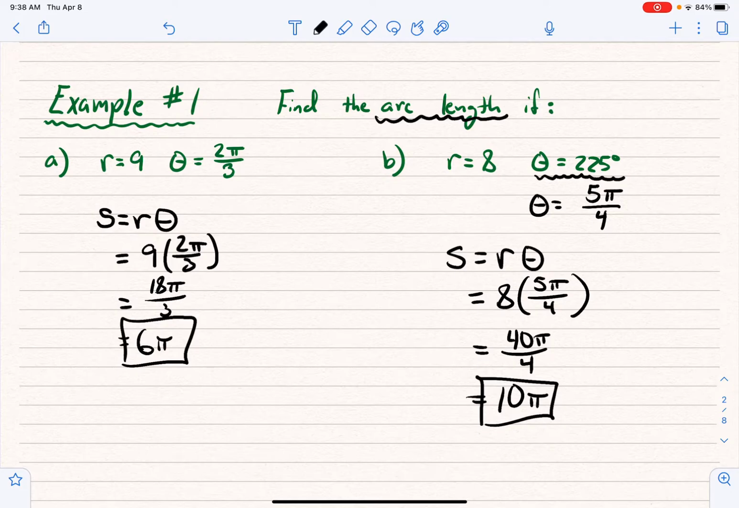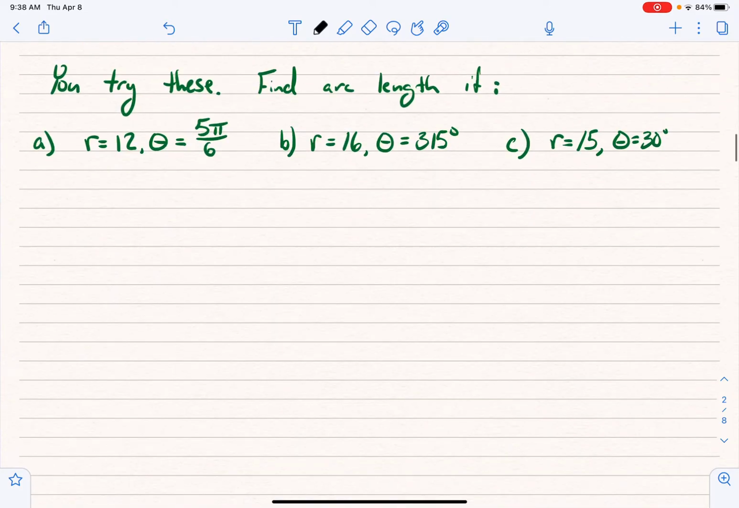So what I'd like you to do is try these three. Remember, arc length is equal to radius times theta, okay? But theta has got to be in radians. So pause the video right here and have everybody try these.